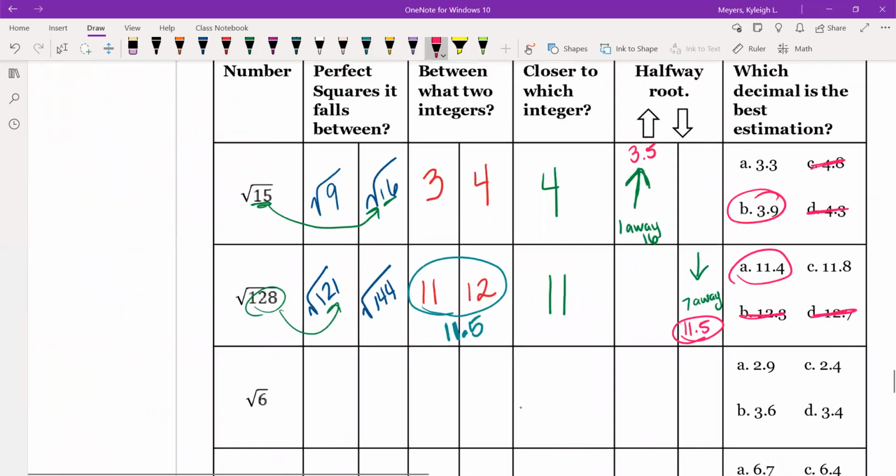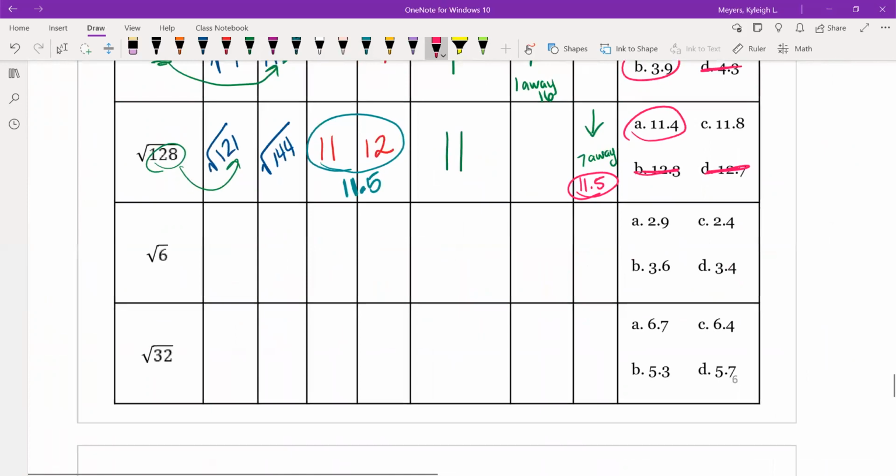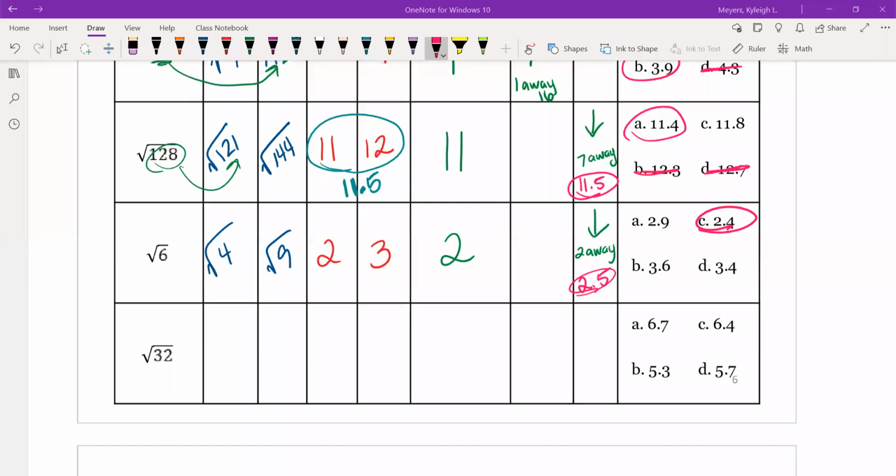Okay, I want you to pause and try the square root of 6. All right, so hopefully when you did that, you said it was between the square root of 4 and 9, which are 2 and 3 respectively as integers. And it's closer to 4, right? It's closer to 2 because it's only 2 away, whereas this is 3 away. So it's a little closer. And then that means it's got to be below 2.5 because that's what's in between 2 and 3.